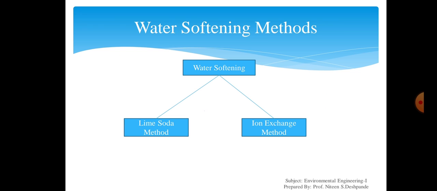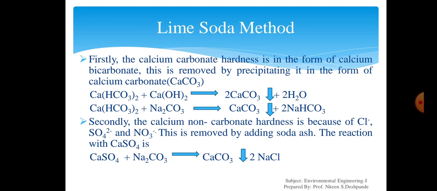Now, as far as permanent hardness is considered, there are two methods of water softening. First method is the lime soda method and the second method is the ion exchange method. So we'll go one by one. First we'll see the lime soda method.